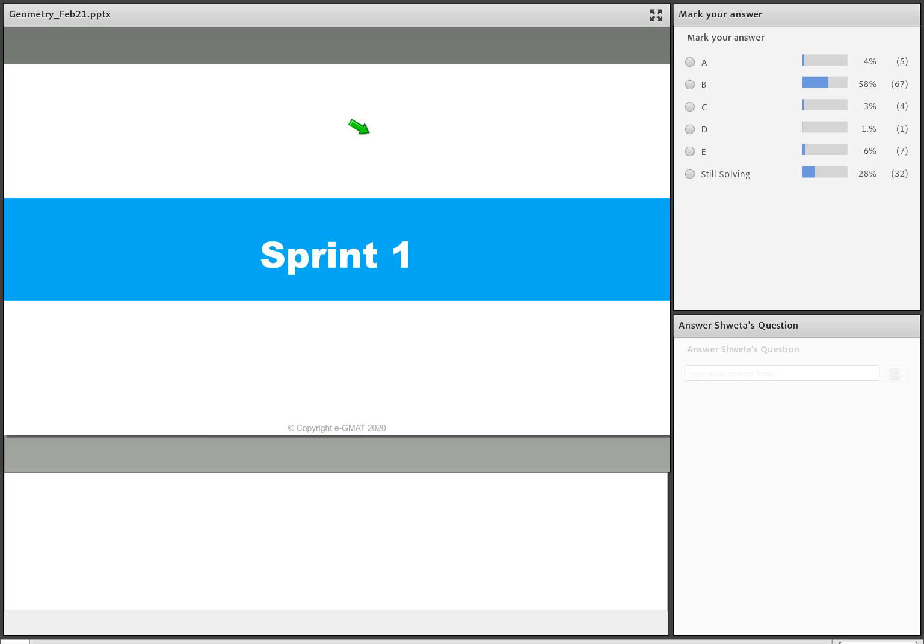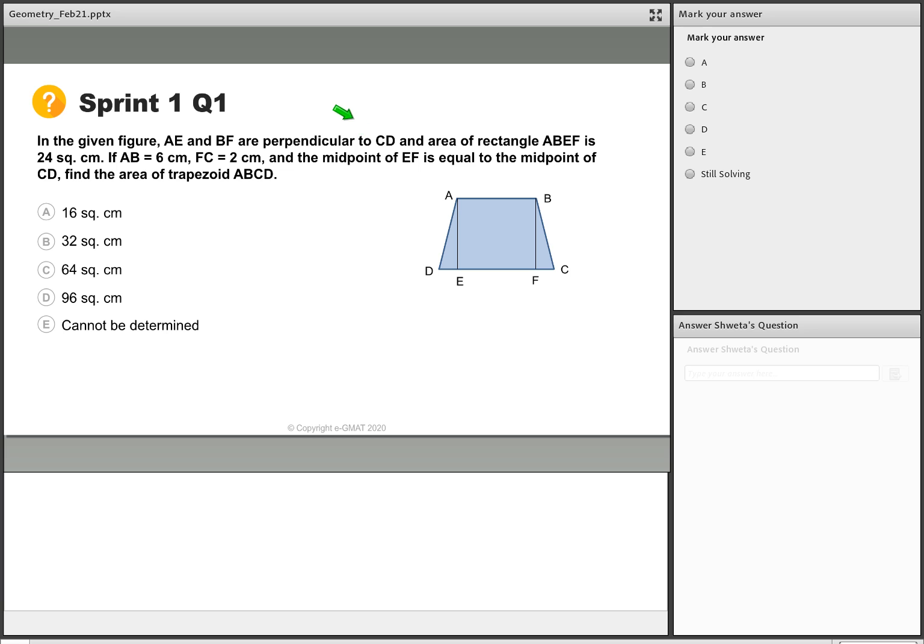which is sprint 1. Now before I show you the question yet again, you know the rules. I'll just open the poll. You have to tell me you're ready by clicking on still solving. There you go. This is what the session is supposed to be like. Here's question 1 for you. Good luck, everyone.